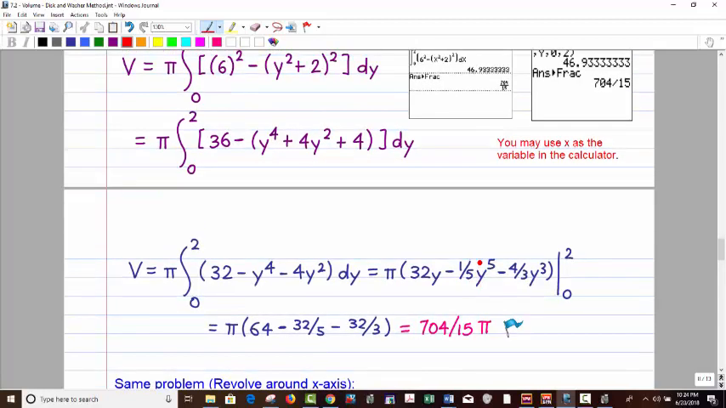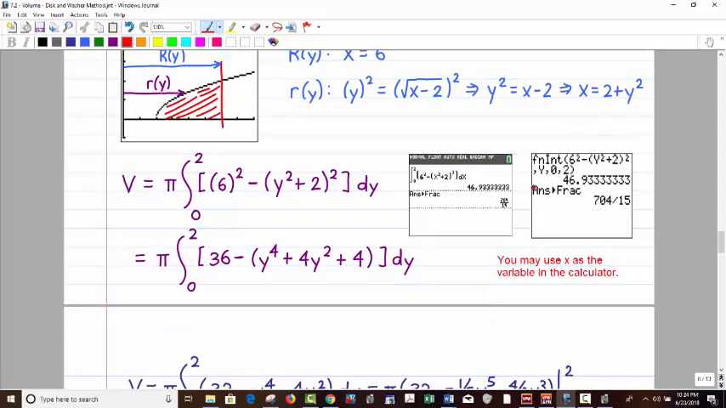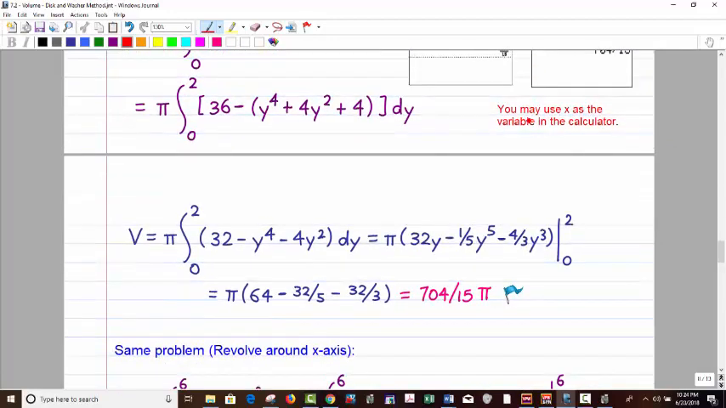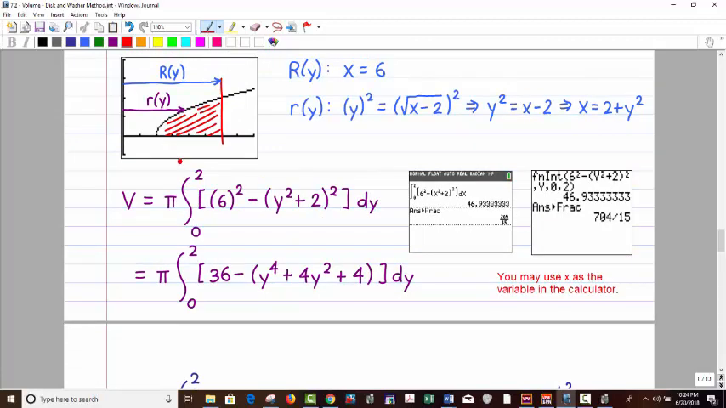And you'll get 704 over 15 times pi. But you make sure that you include the pi. If you do it the way I did in the calculator, realize the pi goes with it. There it is. So now this same problem is going to go around the x-axis.